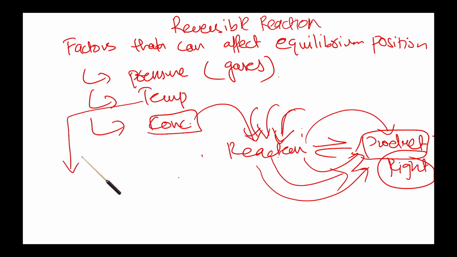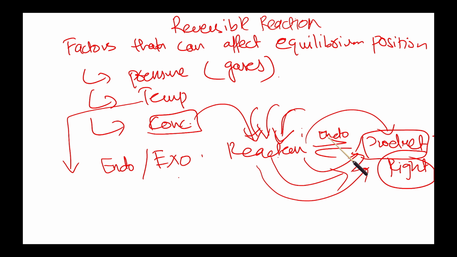Let's see about temperature. Temperature has nothing to do with the concentration of the reactants and the products. Temperature actually depends on two types of reaction we have already discussed, endothermic and exothermic. The temperature always favors the endothermic, because endothermic likes the heat, right? Endothermic means to absorb the heat, the reaction that needs the heat. So if any reaction is endothermic in the forward direction, the reverse reaction will be exothermic.